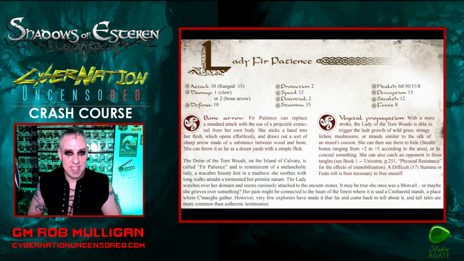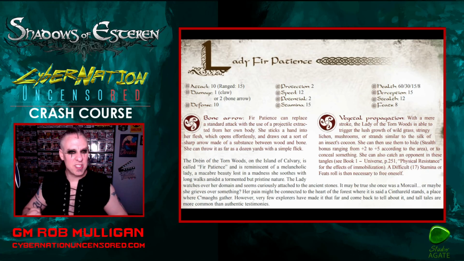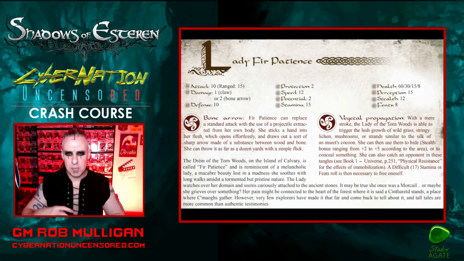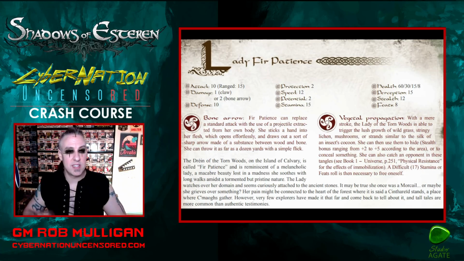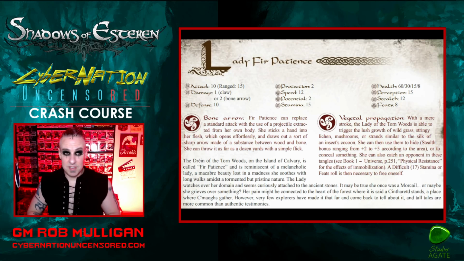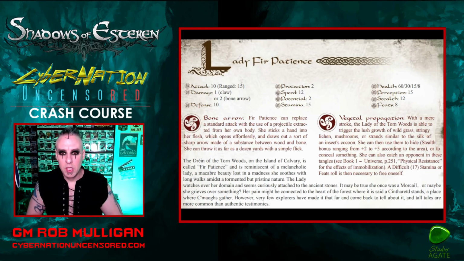She sticks a hand into her flesh, which opens effortlessly and draws out a sort of sharp arrow made from a substance between wood and bone. She can throw it as far as 12 yards with a simple flick. Just think of how badass that is, right? And then vegetal propagation is something it also can do.